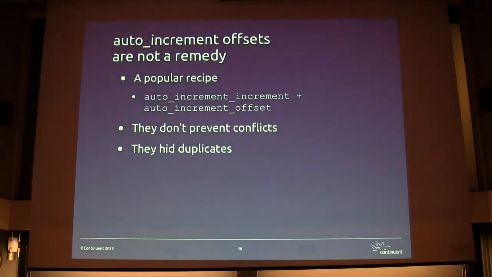There is a popular concept that the auto-increment offsets that you can put in MySQL can avoid conflicts. That's false. It does not do it. If you use this, you will ensure that when you have auto-increment, the incrementation is different for each node, but this doesn't prevent conflict. It will create hidden duplicates.